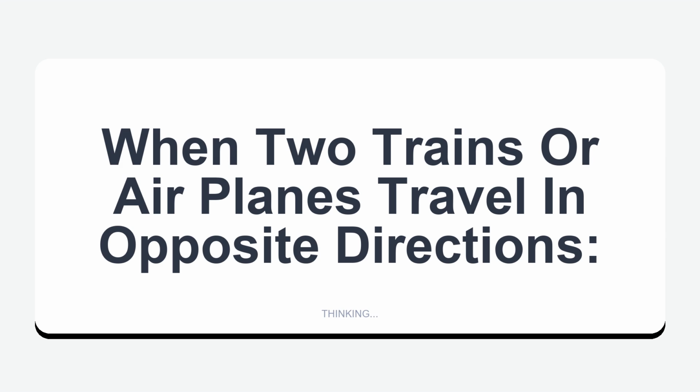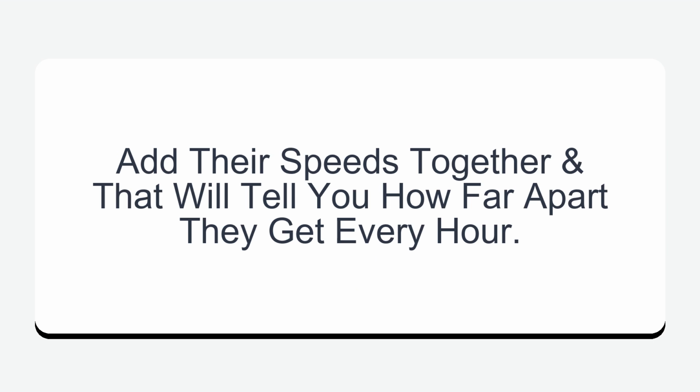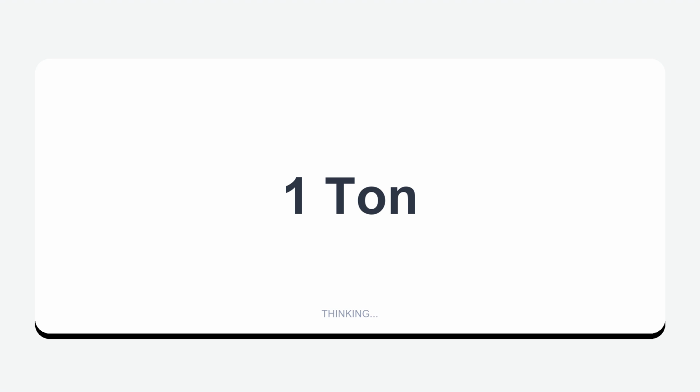When 2 trains or airplanes travel in opposite directions, add their speeds together and that will tell you how far apart they get every hour. 1 ton is 2,000 pounds.